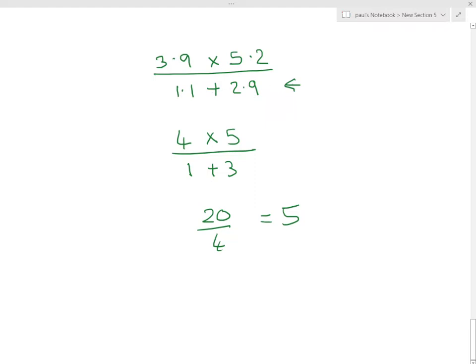See, we've got 1 plus 3. We made it 4. So we want something on the top that we can easily divide by 4. That's the way to do it, upside down sort of thing.